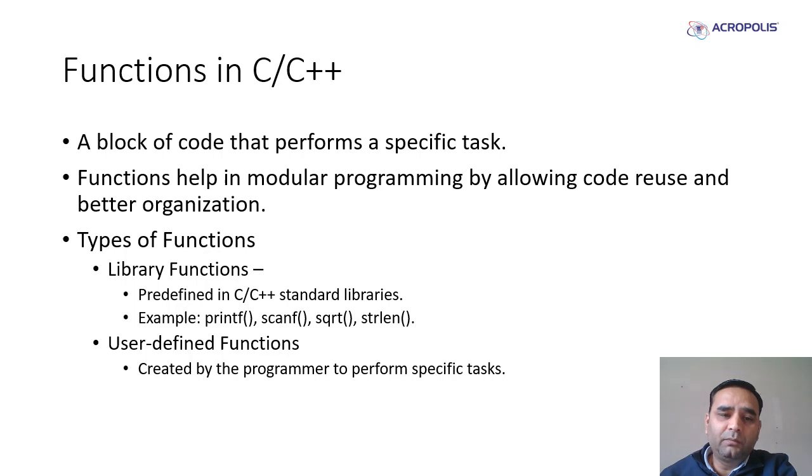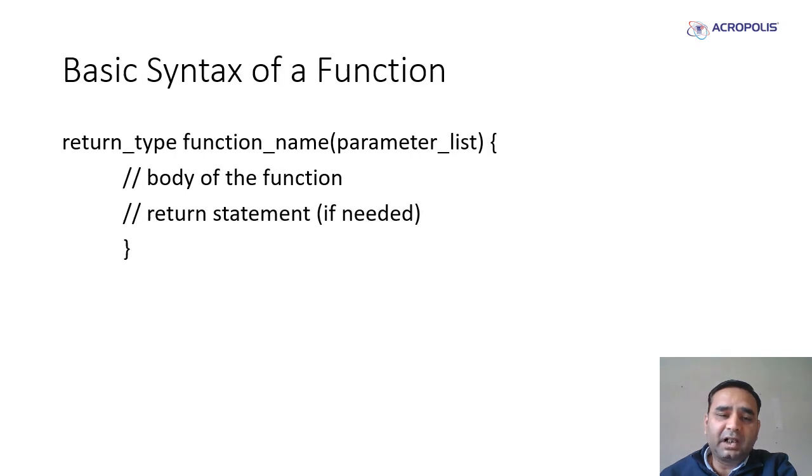Then, a function is a block of code that performs a specific task. Functions help in modular programming and allow us to reuse the code. Okay, so there are two types of functions: predefined functions and user defined functions. Predefined functions are those already defined in the standard libraries of C and C++, such as printf, scanf, sqrt, strlen. And user defined functions are those created by the user to perform a specific task.